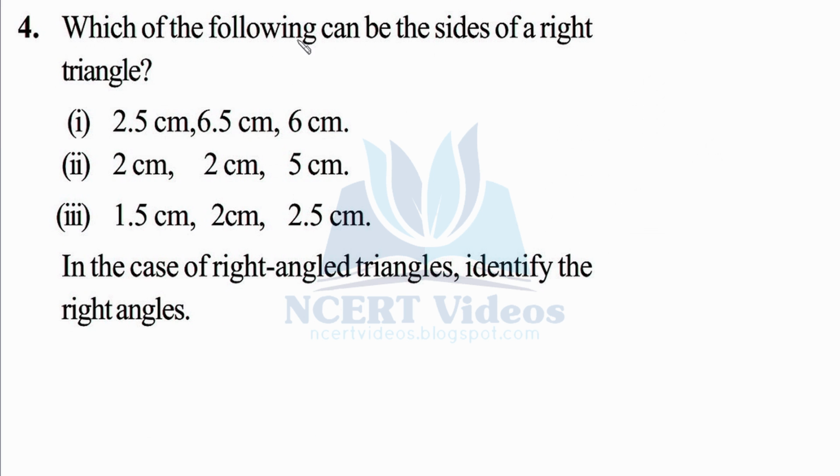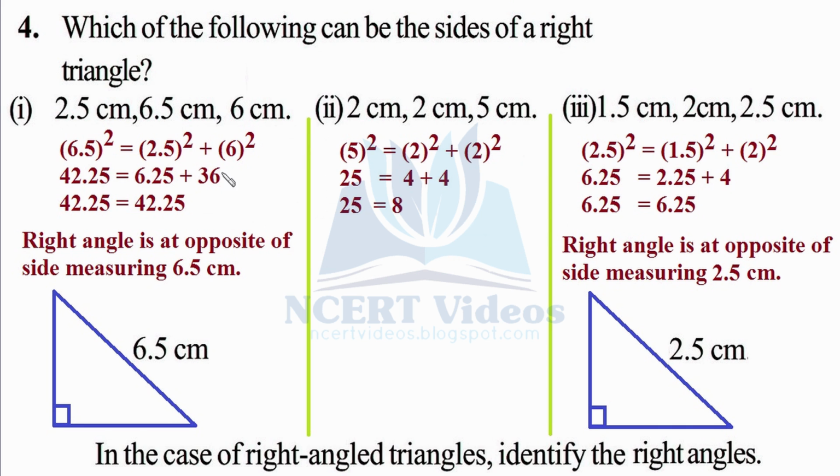Question fourth. Which of the following can be the sides of a right triangle? So these are the sides. 2.5 centimeter, 6.5 and 6 centimeter; 2, 2.5 centimeter; 1.5, 2 and 2.5 centimeter. In the case of right angle triangles, identify the right angles. In order to solve these questions, we have to use the converse property of Pythagoras theorem. That is, if you are given with the sides and if the longest side squared equals the other shorter sides squared, then the triangle will be a right angle triangle. That is called converse property of Pythagoras property.